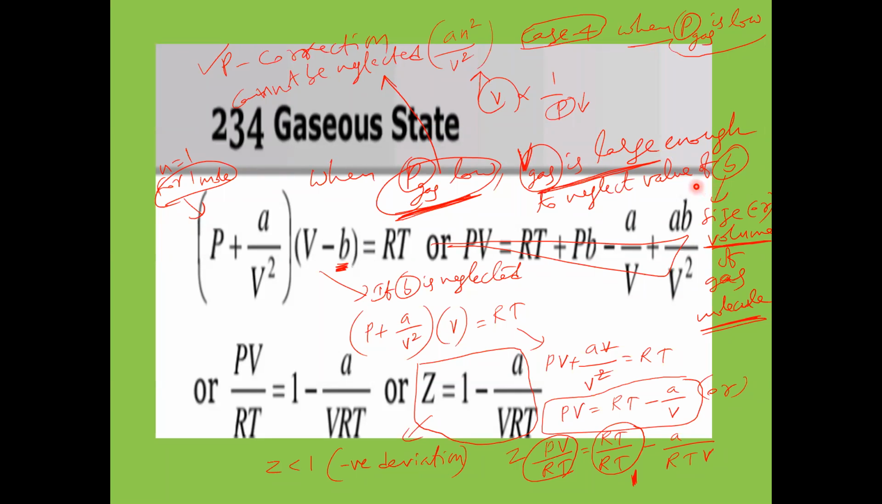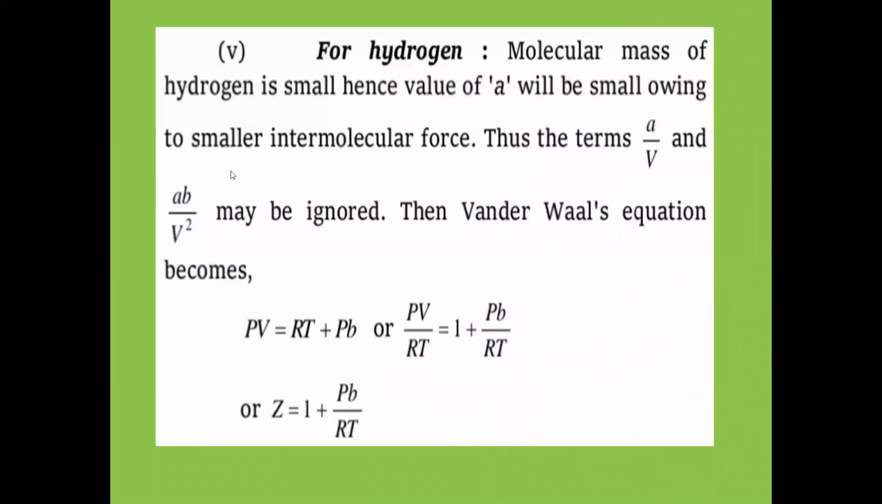So b can be neglected, volume correction can be neglected. Here, since pressure is low, pressure correction should be written in the equation of real gas. If pressure is very high, pressure correction can be neglected. But here pressure is low, that's why we cannot neglect the pressure correction. So this point mainly we have to understand.